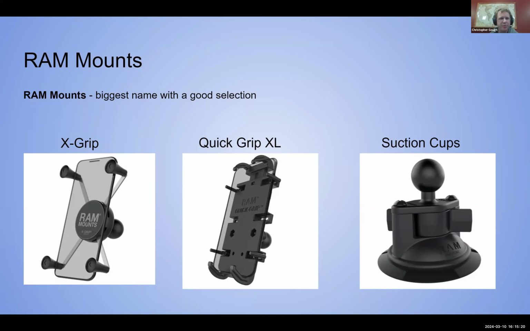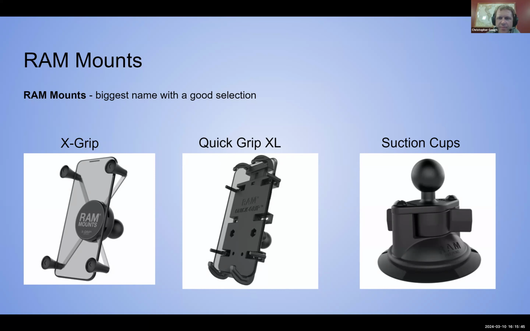So I think they're pretty secure, but I feel more comfortable with the quick grip RAM mount, especially going into rotor or something like that, where you're really getting pushed around. The quick grip, I think there's almost no chance that your phone's going to fall out of it. It's actually slightly cheaper than the X grip. And yeah, I think it works well.